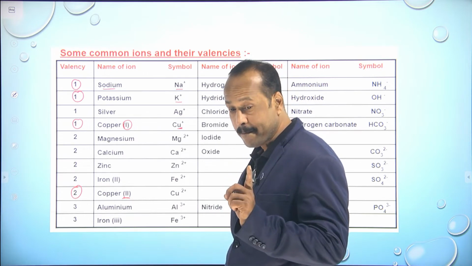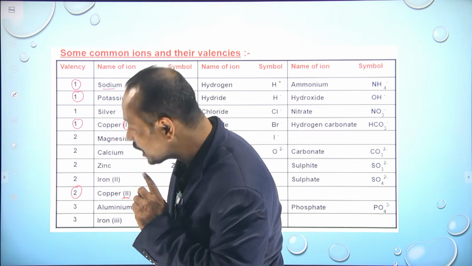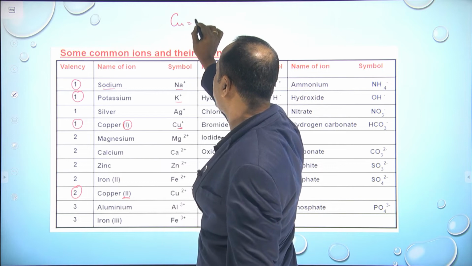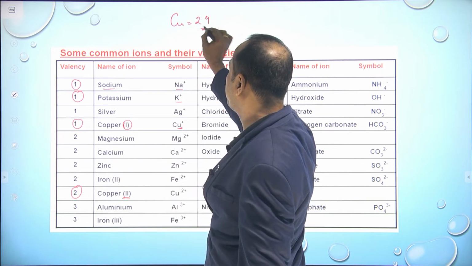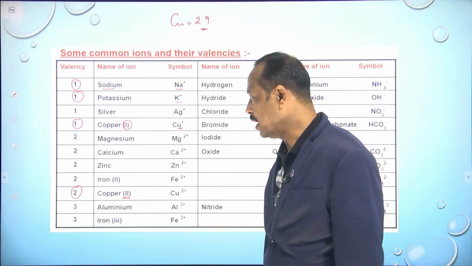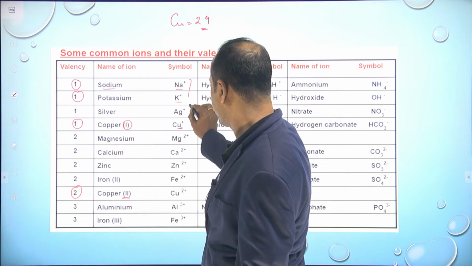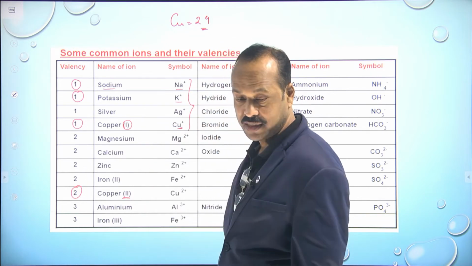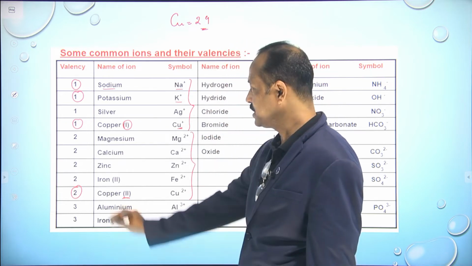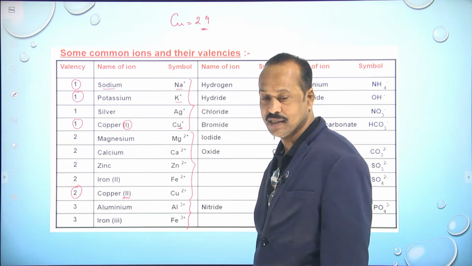What's the atomic number of copper, sir? Atomic number of copper is 29. Yes. So like that, these are the unipositive, meaning valency 1. These are the dipositive, meaning valency 2, and these are the tripositive, so valency is 3 here.